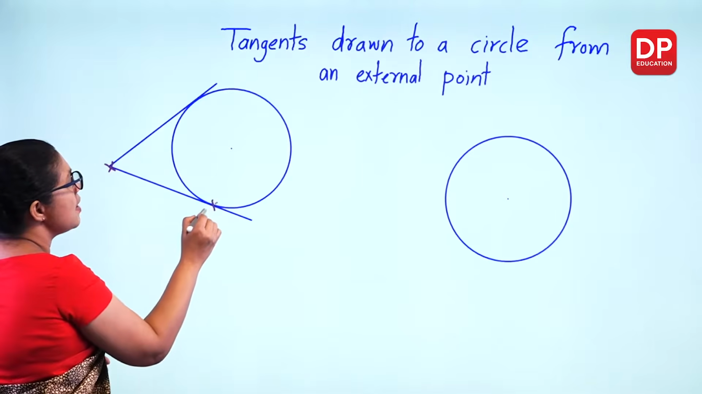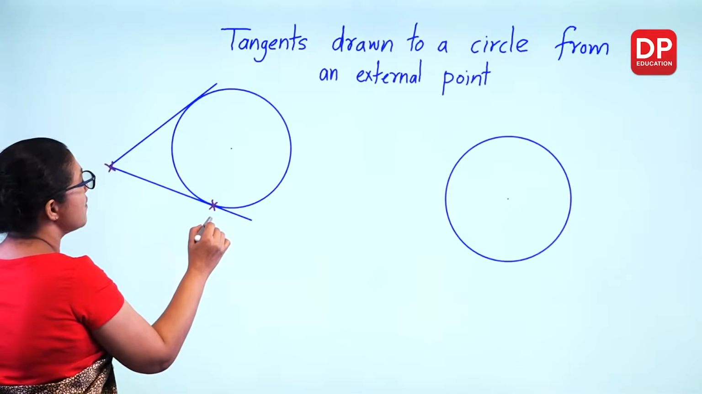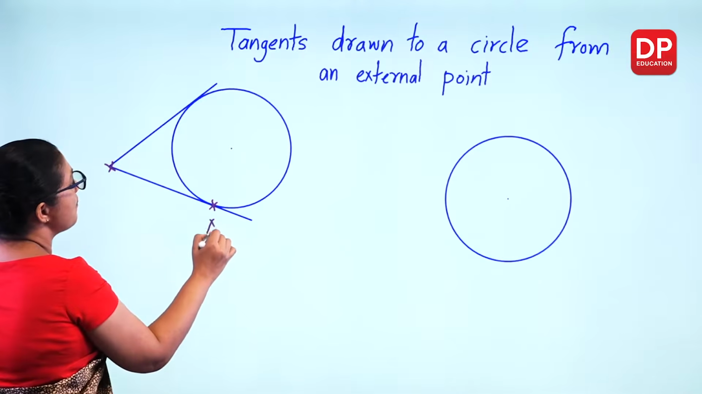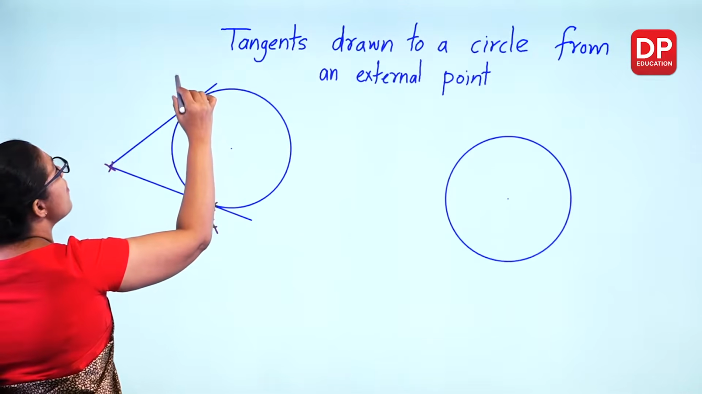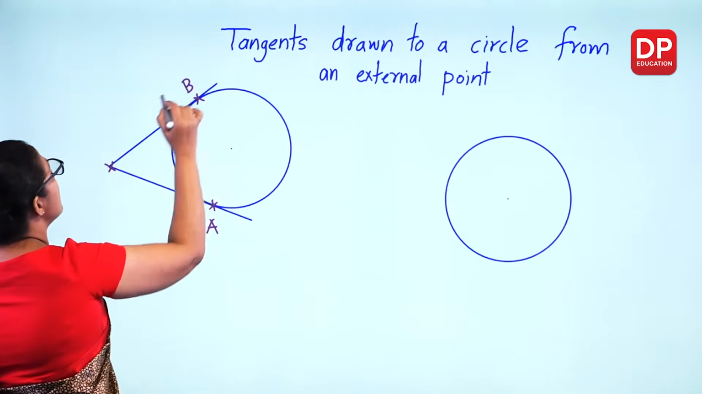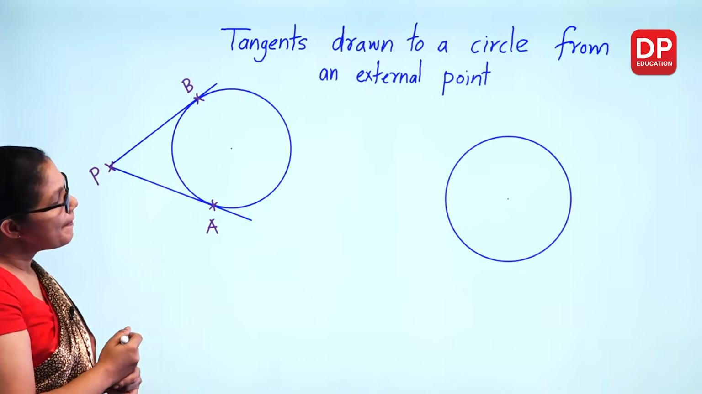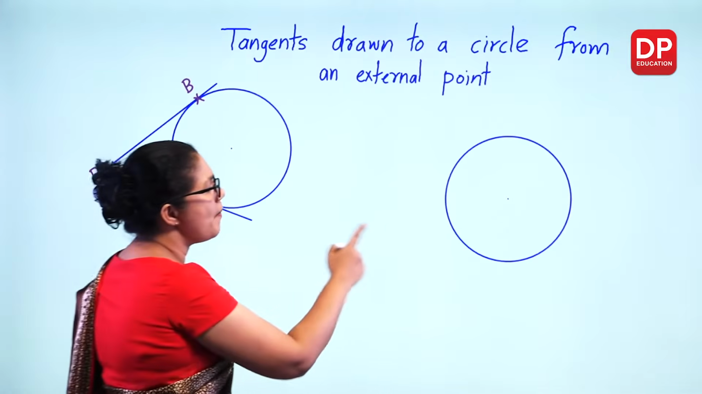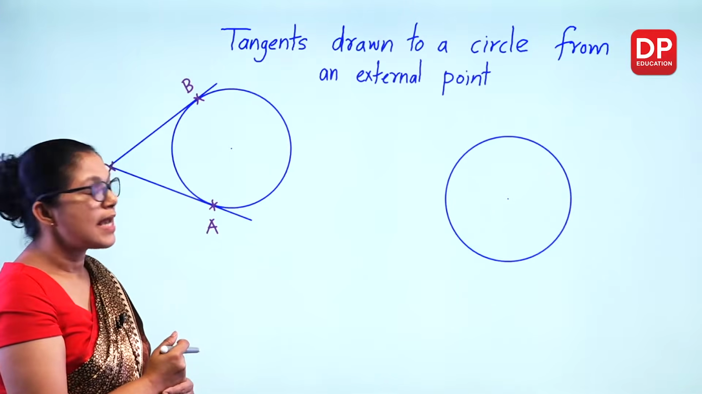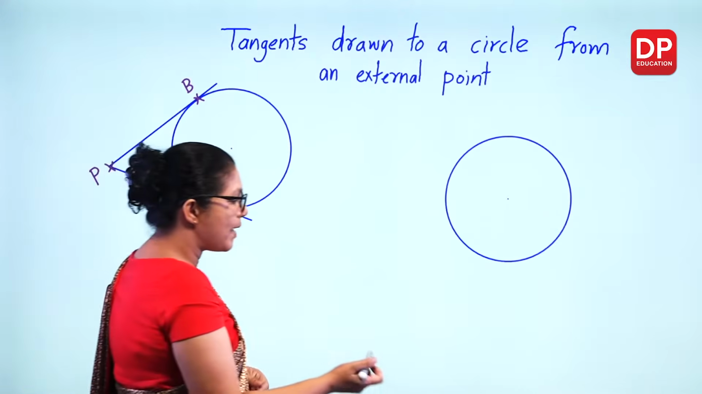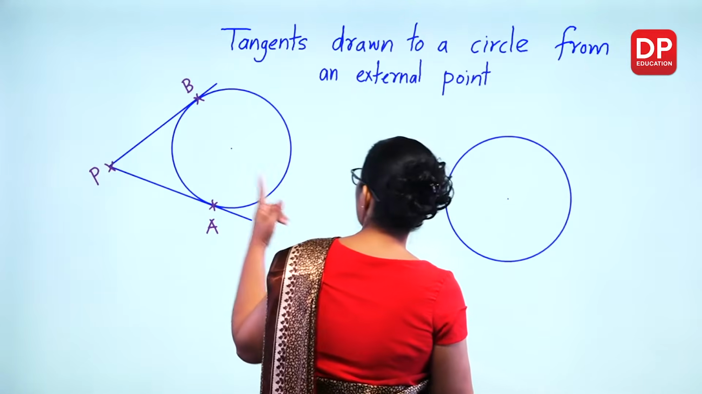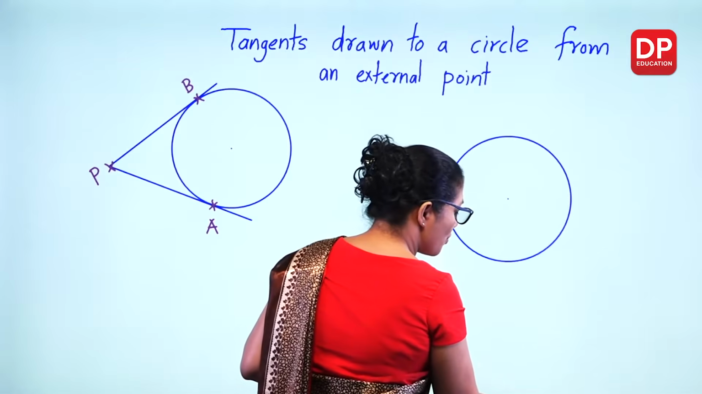So this is the point of contact. I'll write down A, and this is the other point of contact, B. This is the outside point P. Now we'll see how many tangents we can draw from an outside point. From this diagram we saw that it's 2.